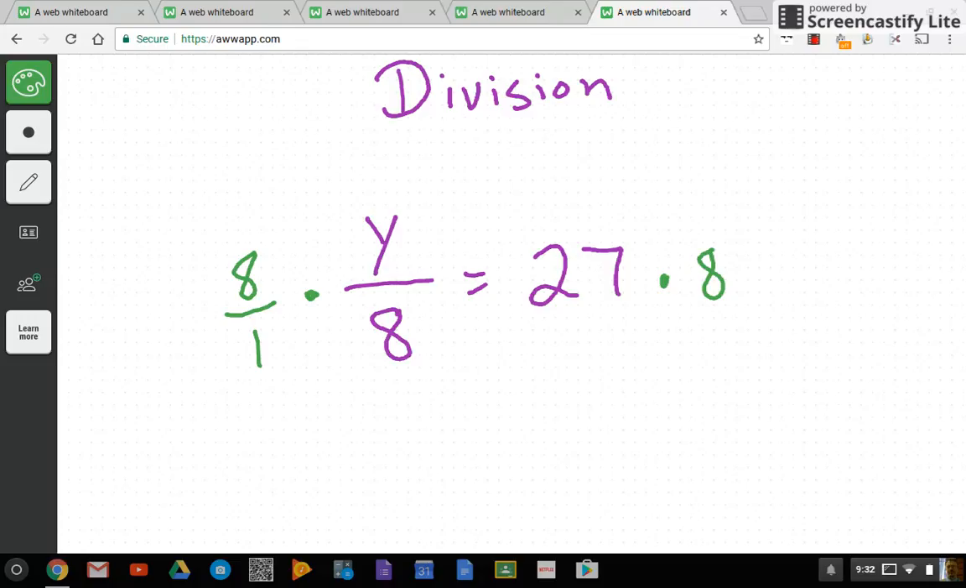So if I multiplied this times 8 and then divided it by 8, if I did 8 times y, I would get 8y over 8. And if I divided it by 8, I would just get y. So these cancel. Those cancel out. So I get y over 1, which is the same thing as y. So y over 1 is the same thing as y, because if y was like 18, 18 divided by 1 is 18. It's the same thing.